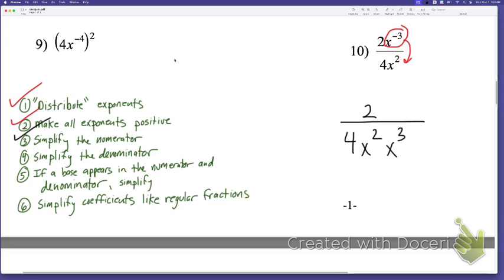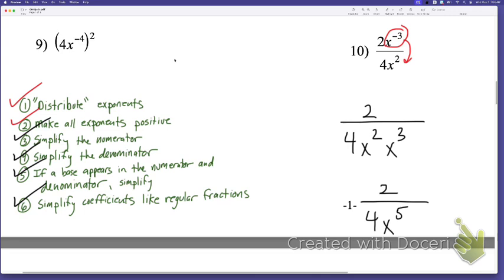Simplify the numerator, nothing to do there. Simplify the denominator. We can multiply these together to give us 2 over 4x to the fifth. If a base appears in the numerator and denominator, simplify. We do not have that. We just need to simplify coefficients like regular fractions.